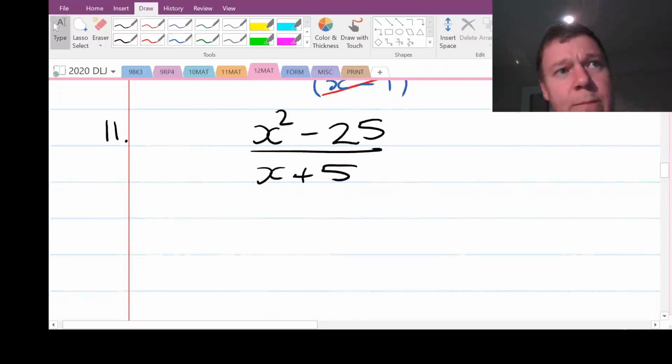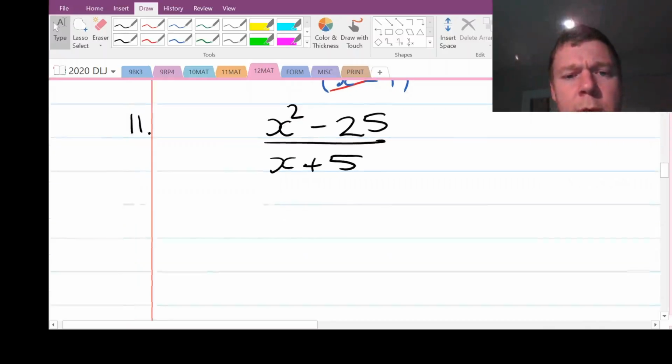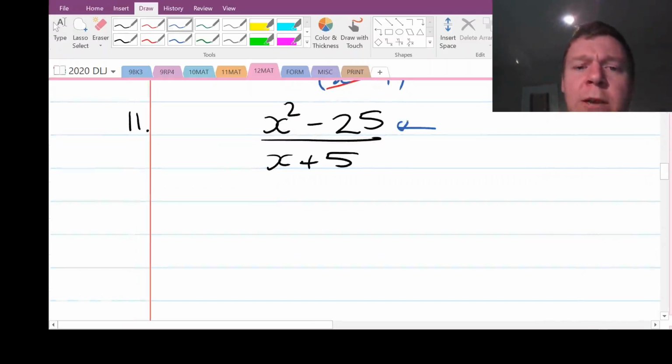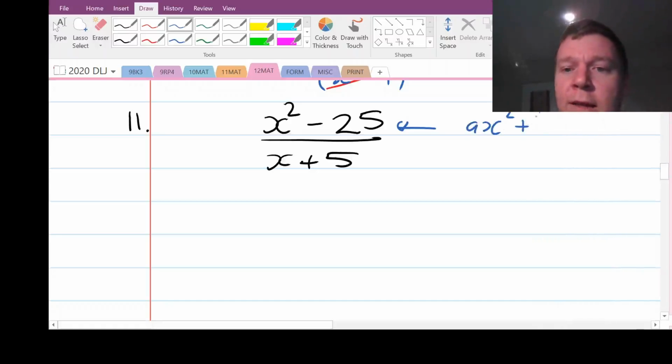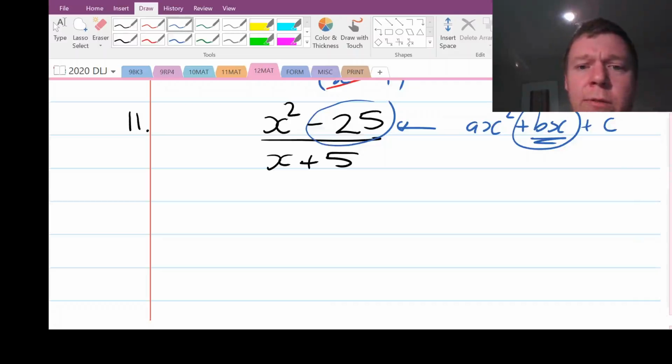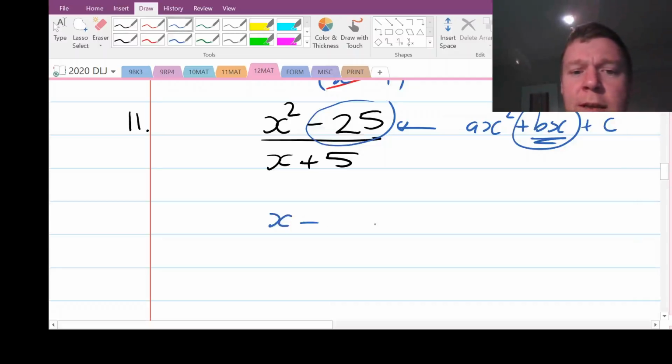Question 11. For this one, you need to be able to recognize this form of quadratic. Usually a quadratic has a middle term, but when there isn't a middle term and the last bit is a square number, then essentially you can just use this identity.